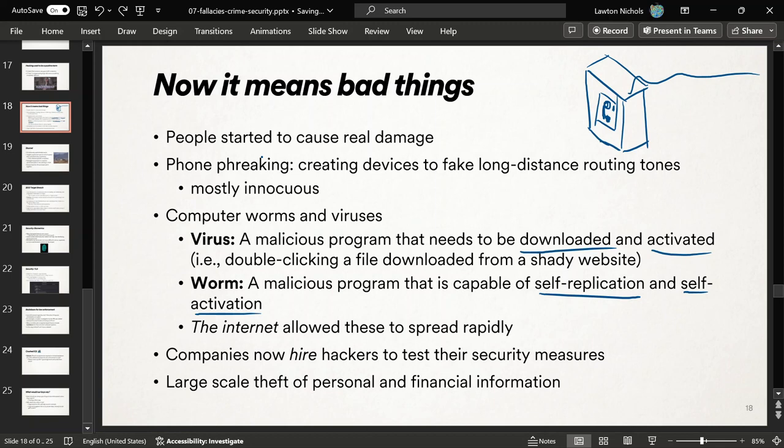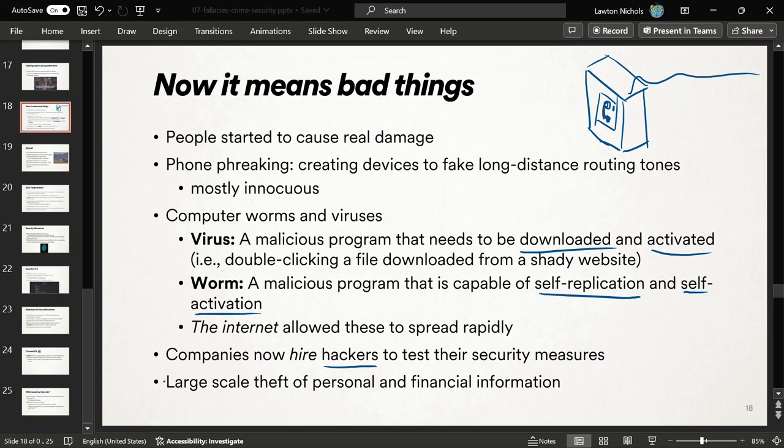But it's kind of come full circle now because companies are hiring hackers. White hat hackers, we say. Companies hire hackers nowadays to test their security, to try and hack in before the bad guys get in. There's always a cat and mouse game of legal hackers versus illegal hackers now. But yeah, bad things have happened.